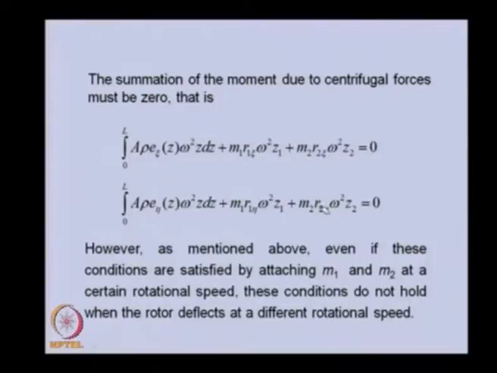Whatever balancing we have done is for a rigid rotor. If we change the speed and get near the critical speed, deflection of the shaft will take place, and these relations will not be valid, because the correction masses which we have obtained are for this particular configuration. Because the shaft deflects, these equations will not be valid, as we have seen in the previous slides: once the shaft deforms, the centrifugal forces also change.